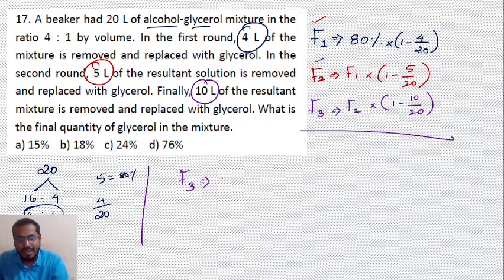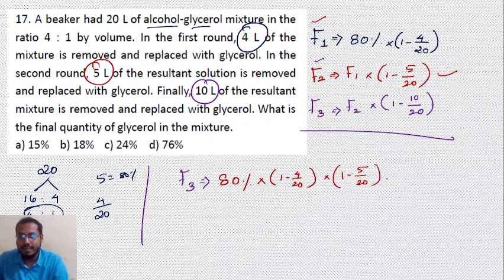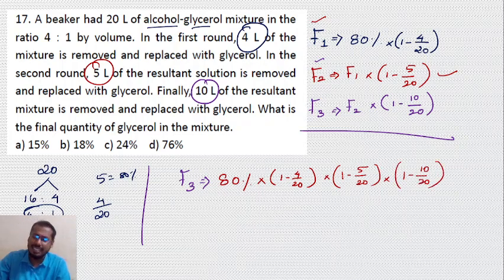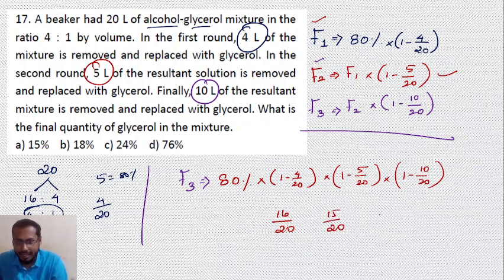F3 is nothing but, first initially it was 80%. Okay, 80% into 1 minus 4/20, then I can write this 1 minus 5/20, then into 1 minus 10/20. We can easily simplify this, because 1 minus 4/20 will be the remaining number, 16/20, and here 5 means 15/20. And here 10/20.